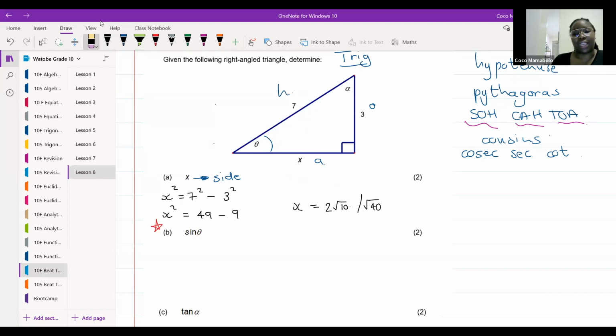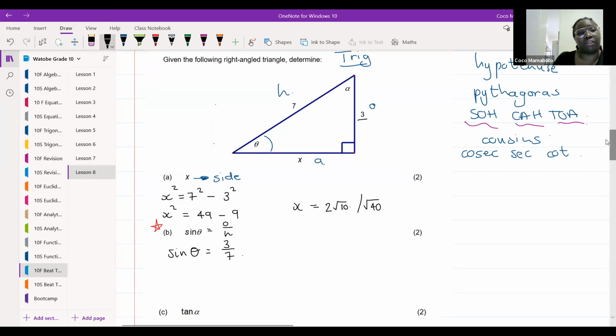So sine of theta, what is sine? Sine is opposite over hypotenuse. Sorry, Kimotlutu. I keep saying adjacent. I don't know why. Opposite over hypotenuse. My opposite side is 3. And my hypotenuse is 7. So the answer is going to be 3 over 7. Sorry, Kimotlutu, I caught myself. All right. Let's have a look, guys.